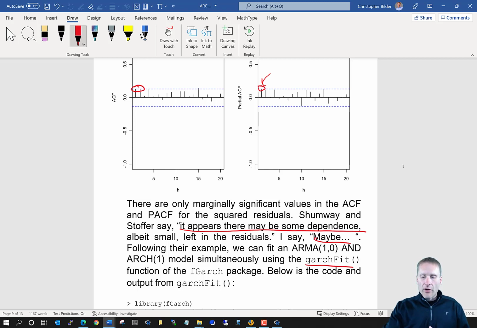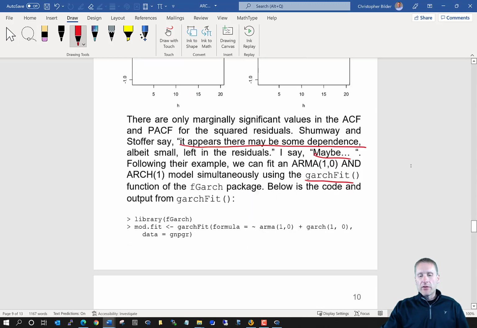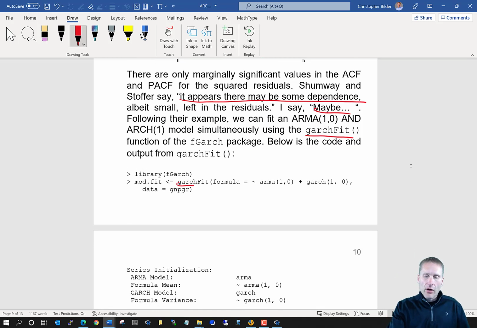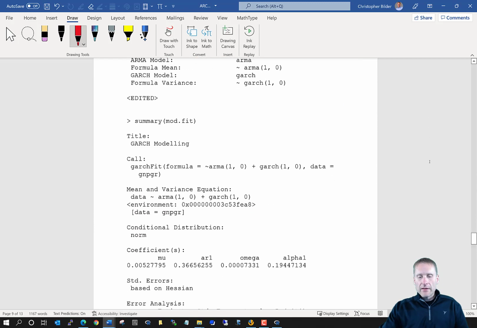So I'm going to use the garchFit function, and this is how I can do it. So garchFit, formula equal. Now this is where I can specify the two different kinds of models. I'm going to specify an ARMA(1,0), in other words AR(1). And then also I'm going to specify a GARCH(1,0), in other words an ARCH(1) model. And I'm going to do it with that transformed data. And this is what I get.